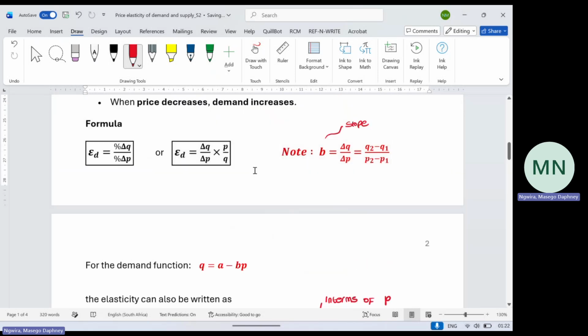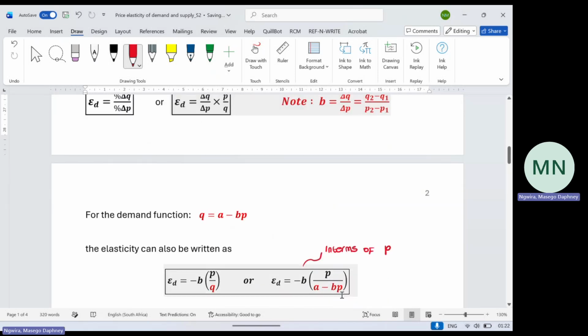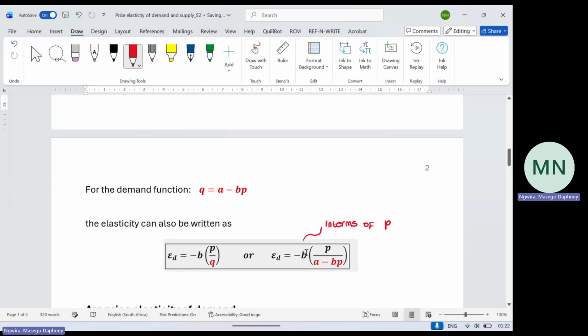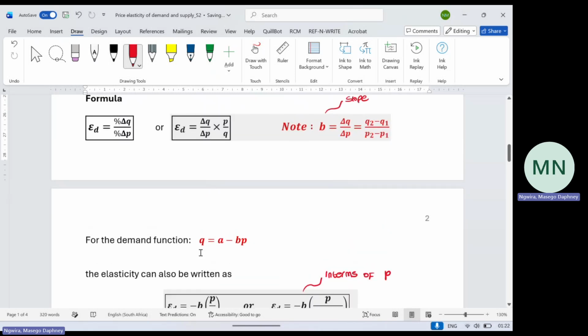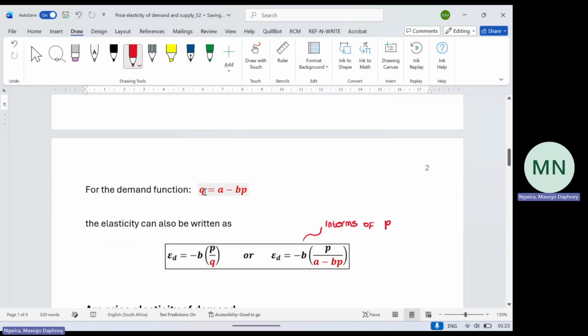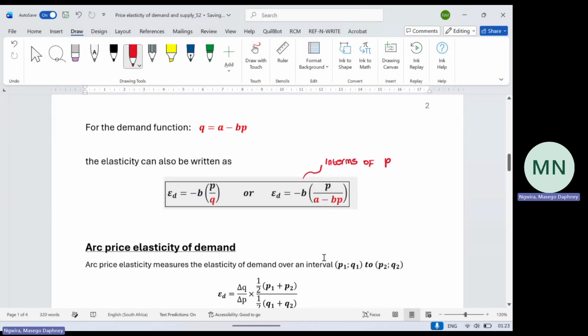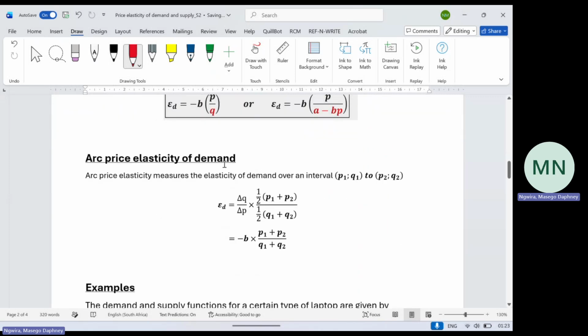But if they say in terms of P, you can use this one. So these two formulas are the same because the change in Q over the change in P is actually our B, which is this B. You can see in B, we know that it's negative, so it's negative B. And then we all know that our Q is equal to A minus BP, so I substituted the Q with the A minus BP. So all these three formulas are actually the same, 1, 2, 3, they are the same, right? So it depends on what you're given.